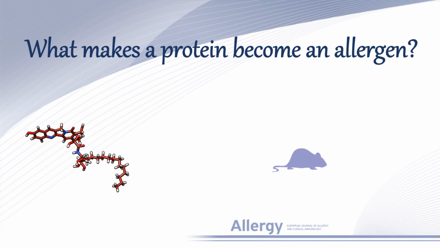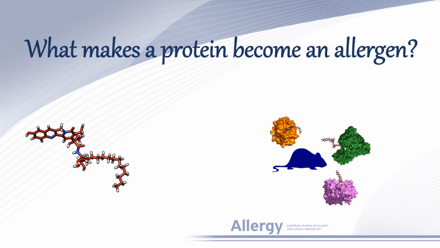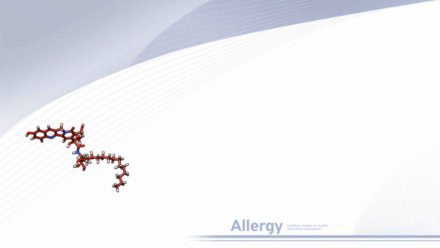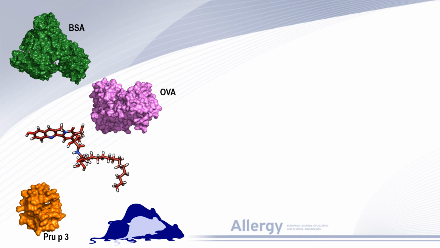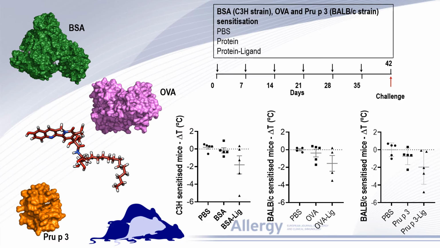In this work, we wanted to deepen in the role of the ligand in sensitization, and we asked ourselves if mice would be sensitized when the ligand was complexed with proteins from other families. We chose 3 proteins, PRUP3 as LTP model and control, and 2 non-related proteins, VSA and OVA. By in silico and in vitro analysis, we confirmed that VSA and OVA were capable of binding the LTP ligand, thus forming a complex. The 3 complexes were used to sensitize mice.